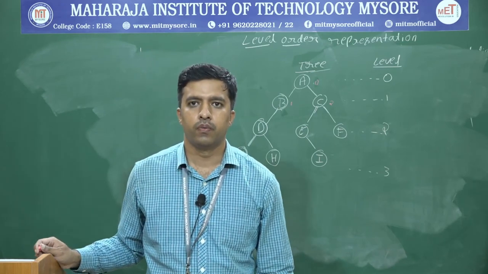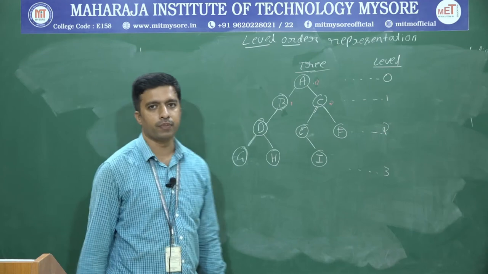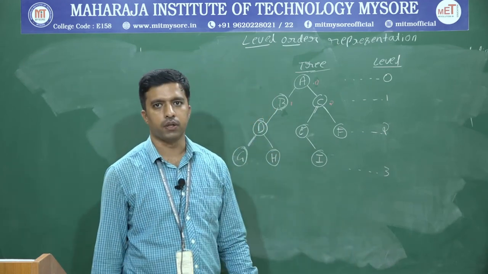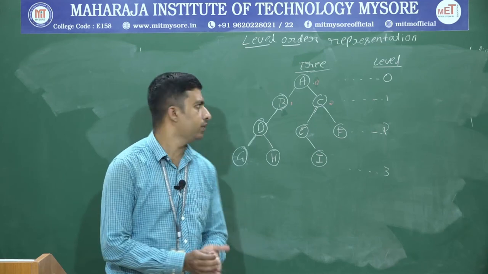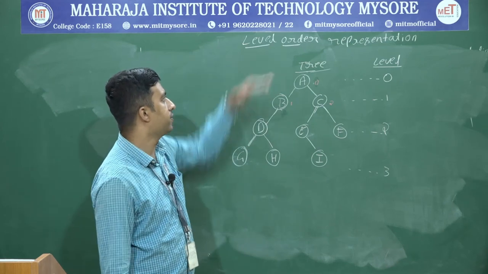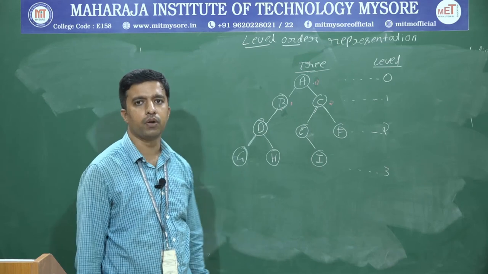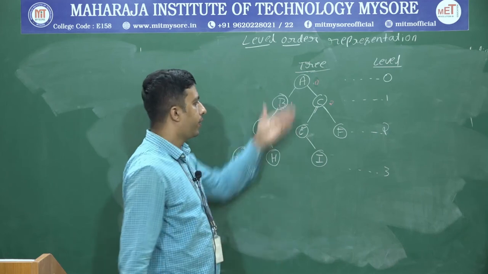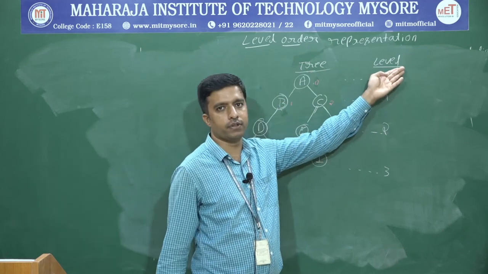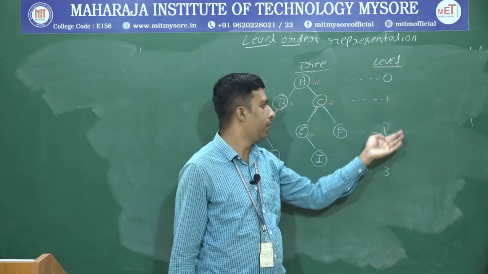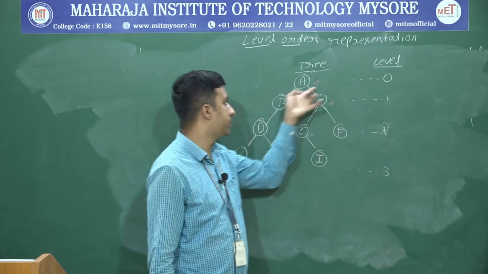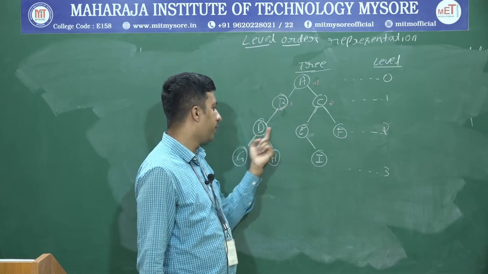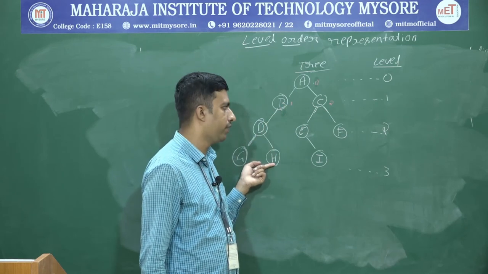Okay, welcome. The last concept of today's discussion is level order representation. See how these types of representations are carried out in a binary tree. A binary tree is given, and we have the levels: level 0, level 1, level 2, level 3. Think of A having two children, B having one, and D having two children at the next level.